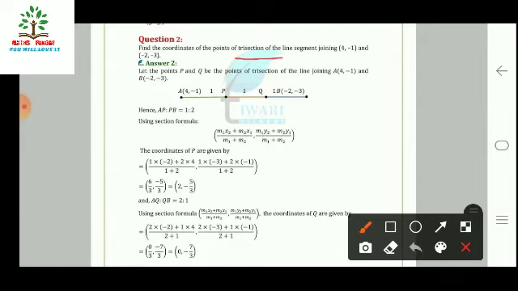Now when we say trisection, it means that the points are dividing a given line segment into 3 equal parts. The line segment joining 4, minus 1 and minus 2, minus 3, these are the coordinates given. So let the points P and Q be the points of trisection, A and B are the points given. We have taken 2 points P and Q such that they are trisecting this segment AB, and the ratio will remain equal because trisection means divided into 3 equal parts.